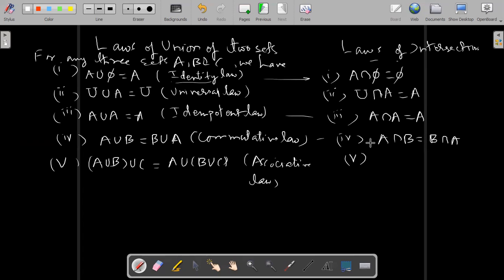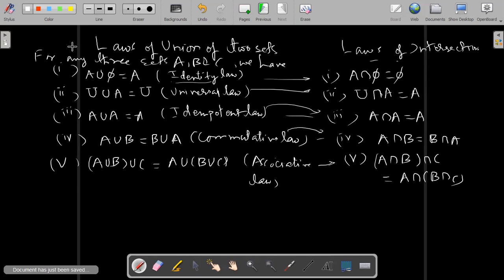And the fifth law is also applicable, associative law. A intersection B intersection C can be written as A intersection B intersection C. And name is same. This is associative law. This is commutative law. This is idempotent law. This is universal law. The names are same. So this is the property of union and intersection.